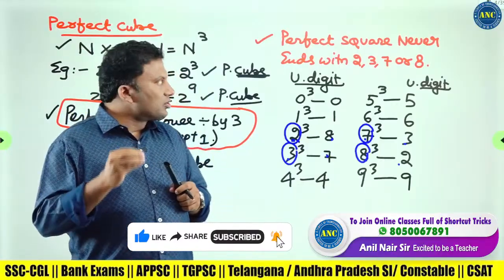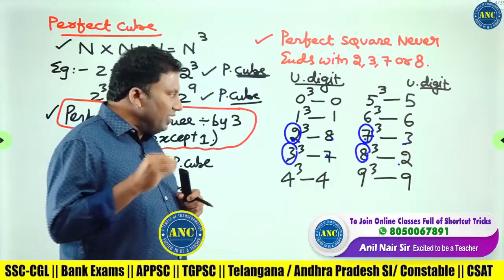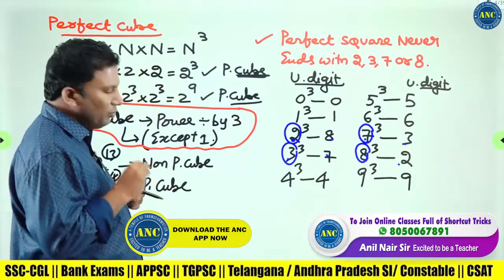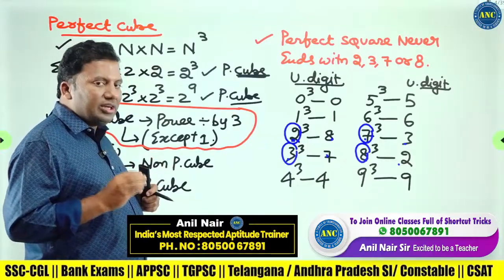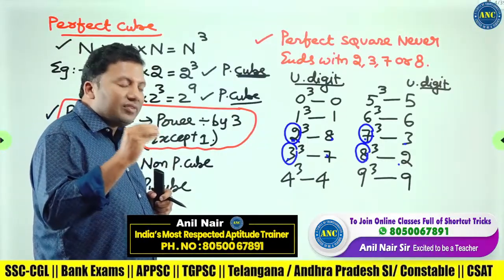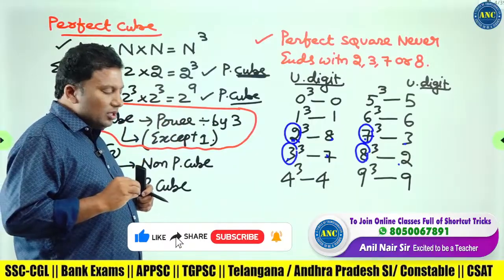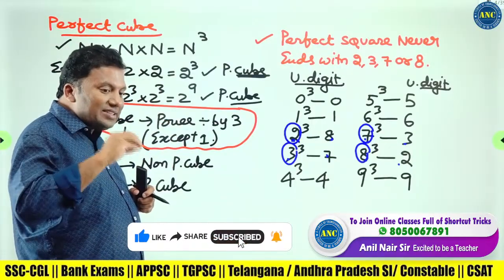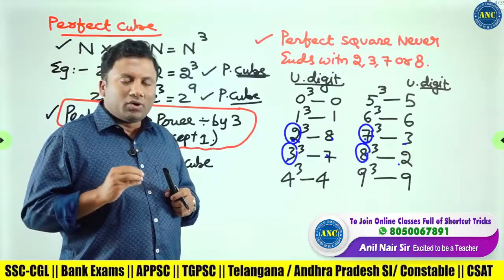A perfect square never ends with 2, 3, 7 or 8, right? There is a link between perfect square and perfect cube. Only for these 2, 3, 7, 8, on cube, I am getting a different number. When you are writing it, analyze and write it. Venkatramana, I hope it is clear.